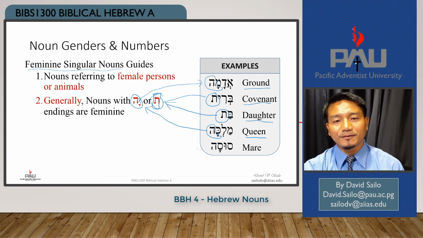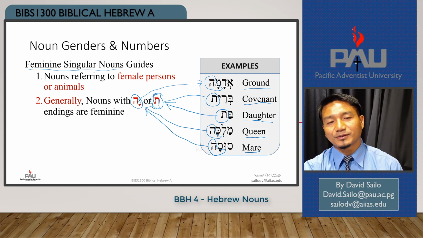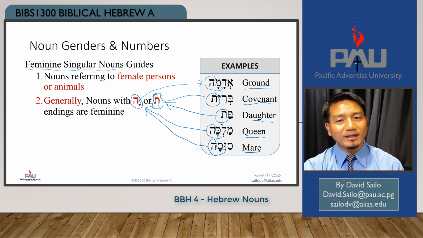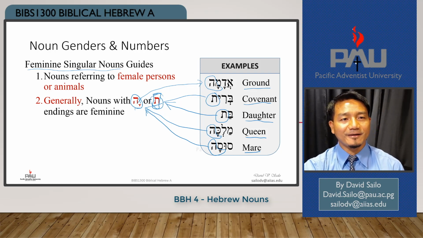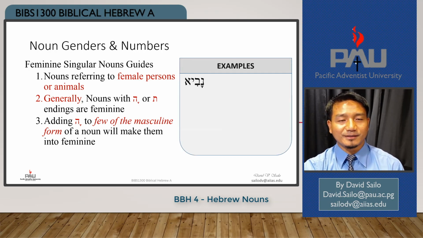And we also have here susa. Susa, mare, a female horse, is again ending with kamets he. So you'll see that when you see a word ending with kamets he or tav, then it is a very good indicator that this must be a feminine singular noun. Let's look at another indicator.